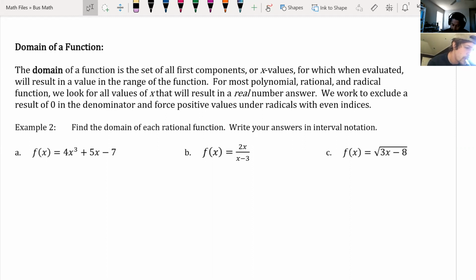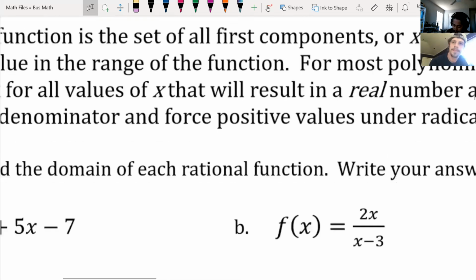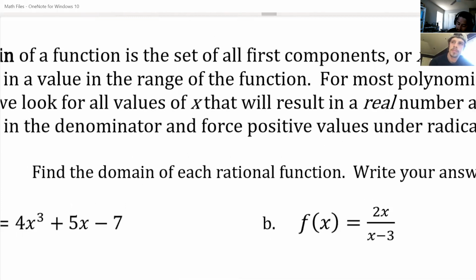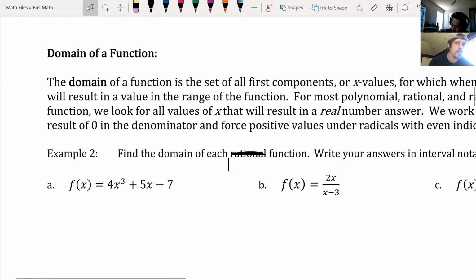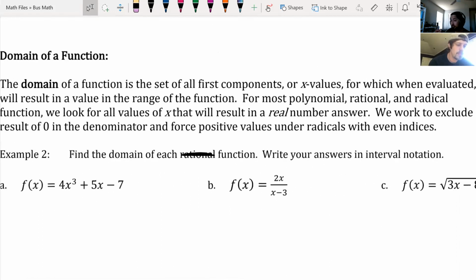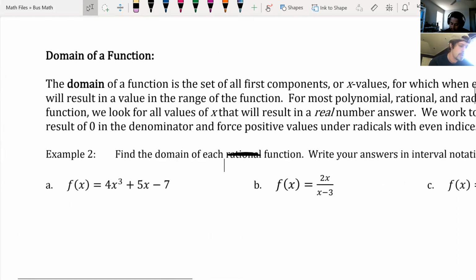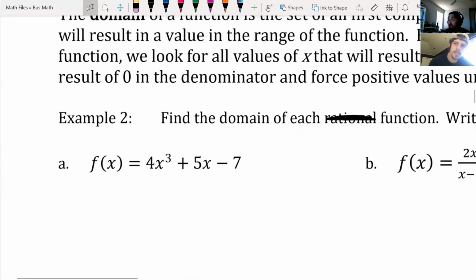Okay, so for example 2, it says find the domain of, and not all of these are rational. So we're just going to mark that word out here. We're just going to say find the domain of each function, and write your answers in interval notation. Okay, so let's go ahead and get started with A.